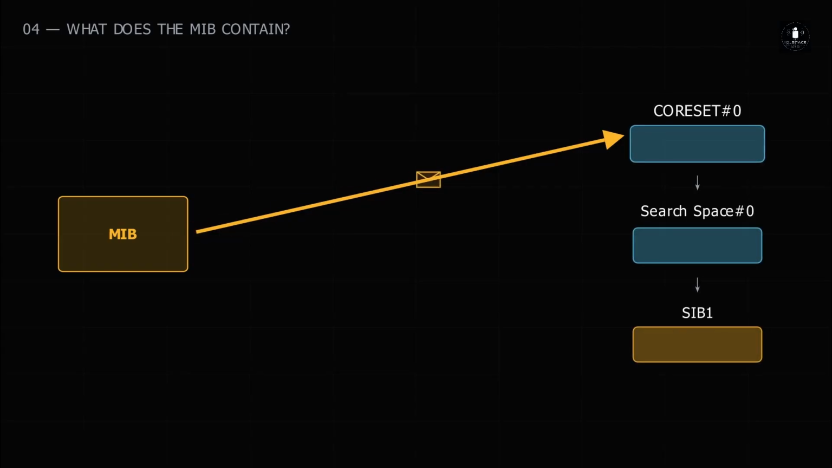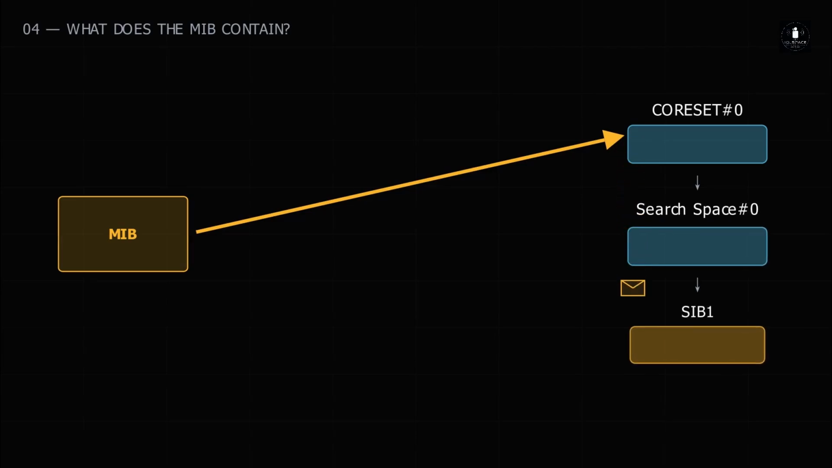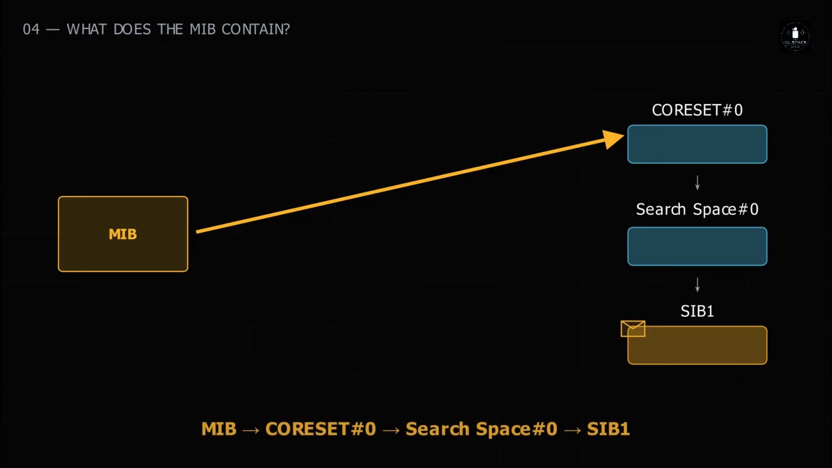First, the UE locates control resource set 0. After that, it finds search space 0. And finally, by using all this information, the UE can find the system information block. MIB is not the destination. It is the roadmap that guides the UE towards the rest of the system information.